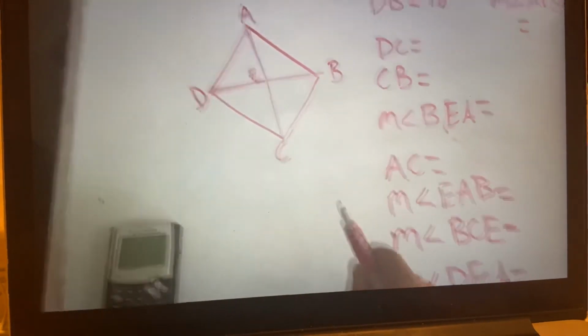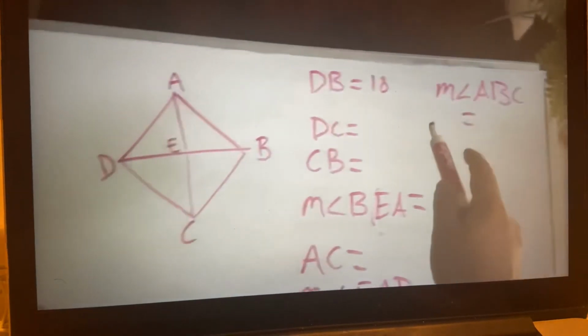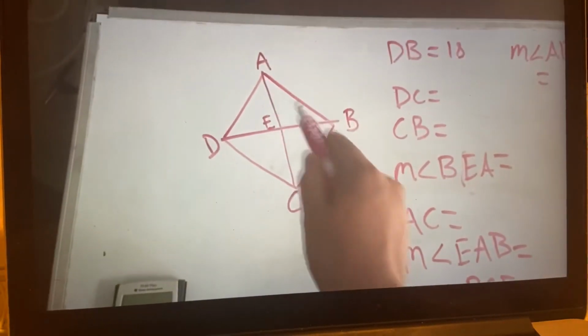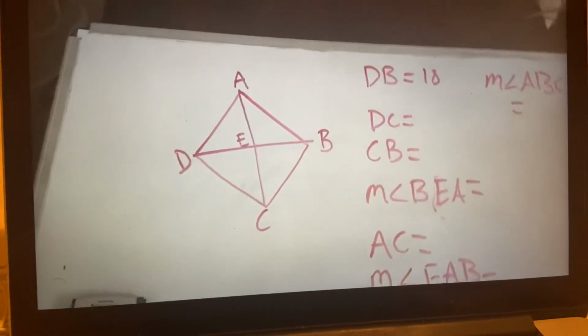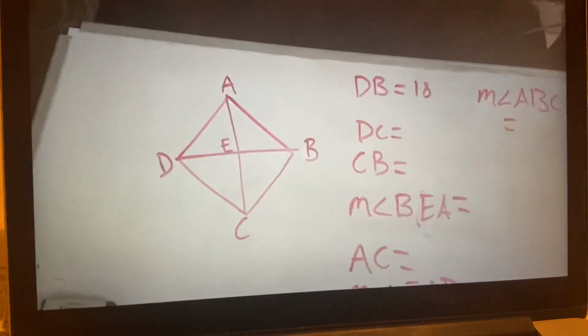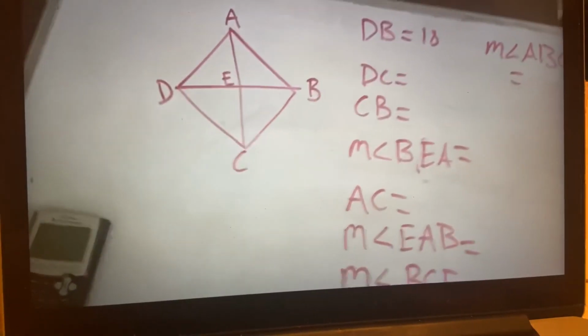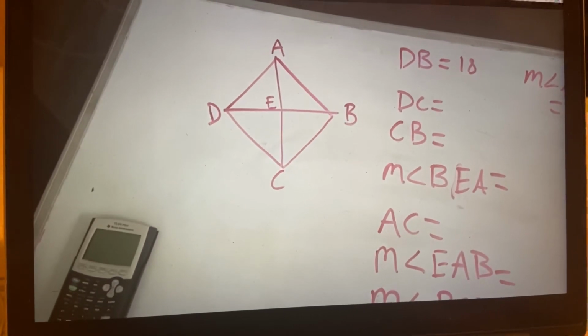measure of angle DEA, which is this angle right here, and last but not least, measure of angle ABC, which is ABC. And of course they give us the diagonal 18, the horizontal diagonal 18. Okay, how can we solve this?